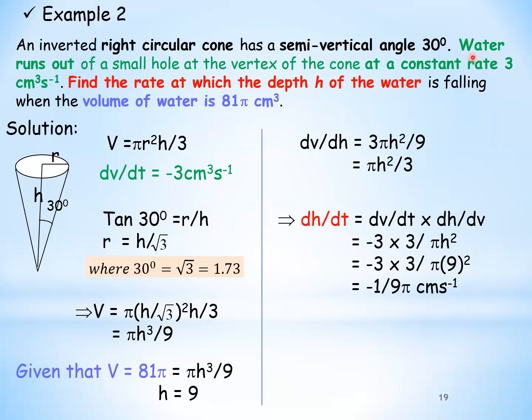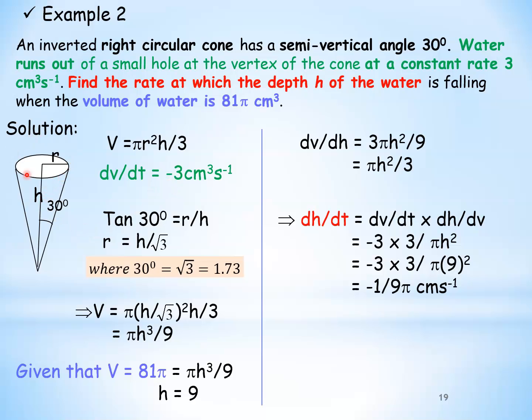This sentence: water runs out of a small hole at the vertex of the cone at a constant rate 3 cm3 per second. Dekat sini dia bagi tahu air tu mengalir keluar dengan kadar yang ni. Okay, kenapa negatif? Sebab dia keluar. Air tu keluar, mengalir keluar. So dia negatif. Air tu berkurang. Means kalau berkurang, decrease. Decrease mean the rate is decreasing, means negative. So you have to put negative over here.